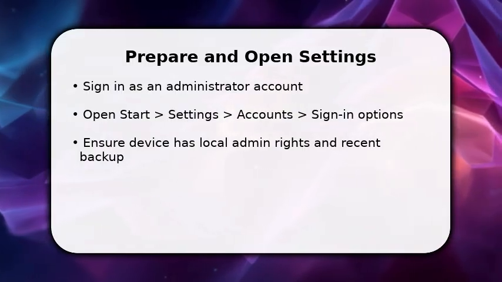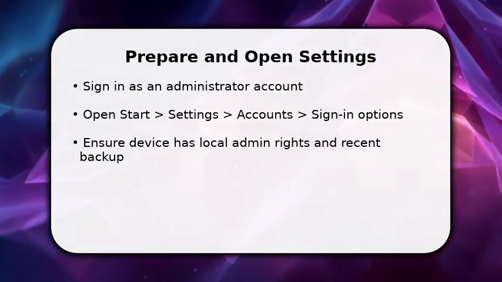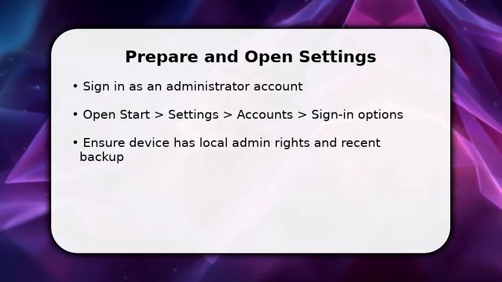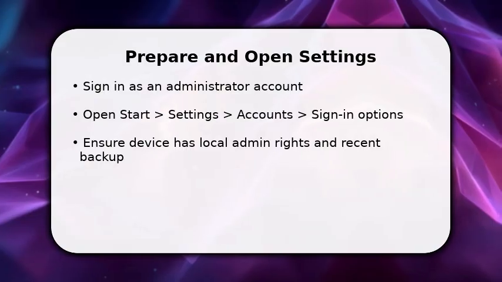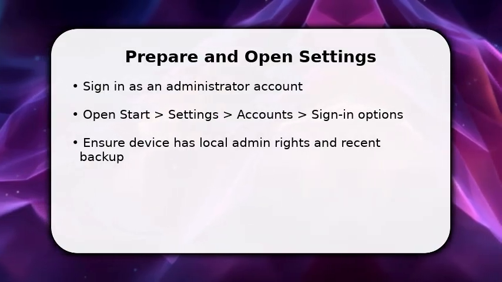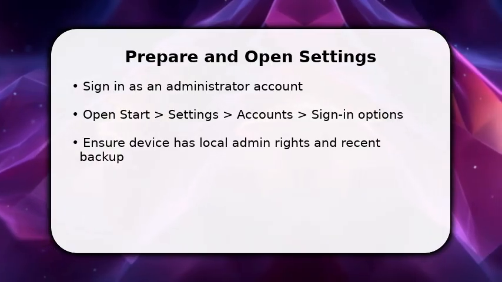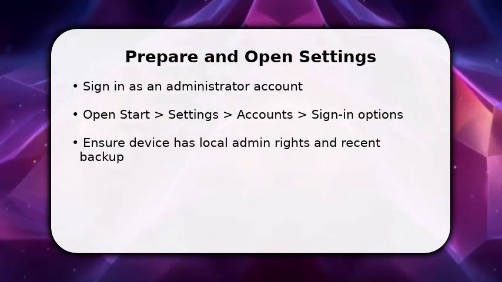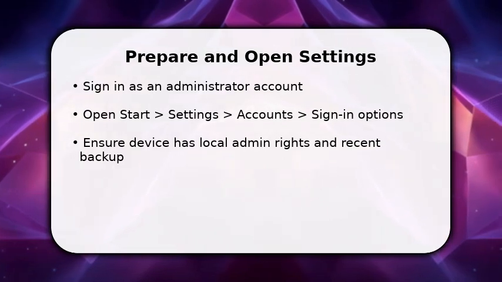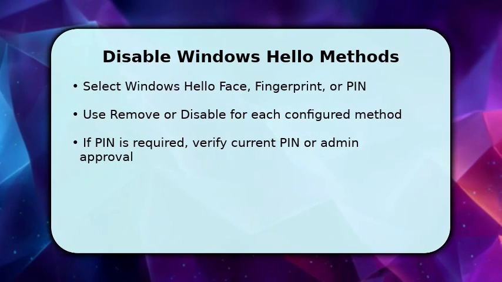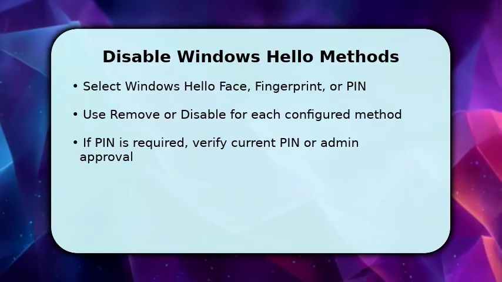Make sure your system is up to date and you have a quick backup of any important files before making changes. This avoids losing access if something goes wrong. Now locate Windows Hello options in the Sign-in Options list, so you can start disabling the specific methods you no longer want. You will now remove each Windows Hello method one at a time.